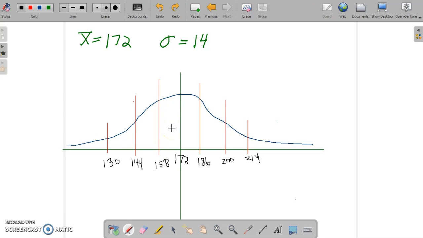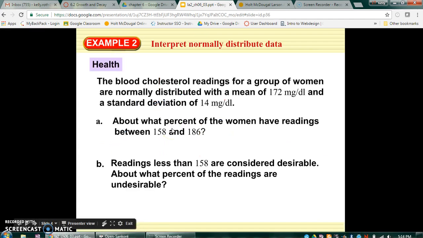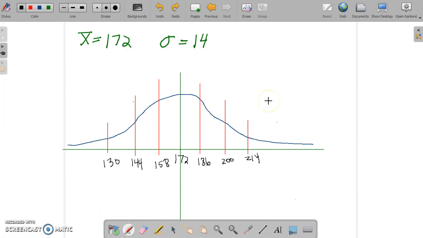So let me go back to the question. The question is about what percentage of women have readings between 158 and 186. 158 and 186. Well, luckily, there's 158 and there's 186. So that means this is the percentage of data. Use blue. Oh, no, green's good.